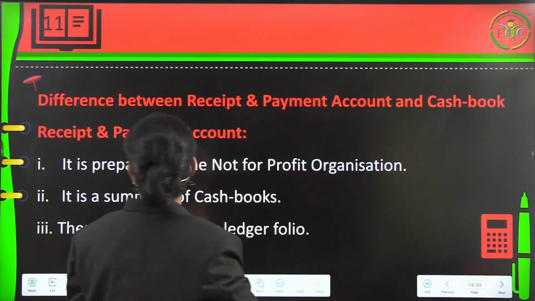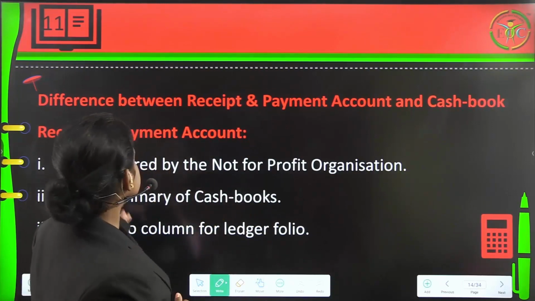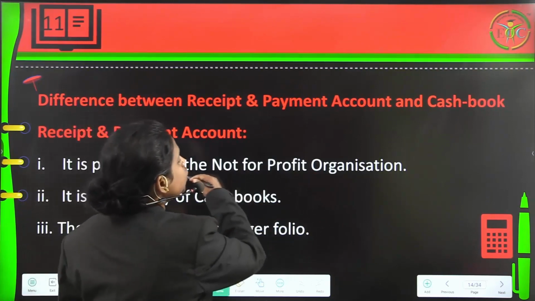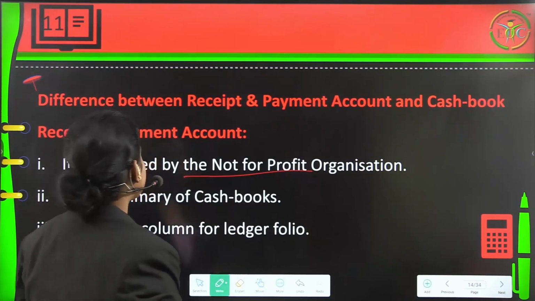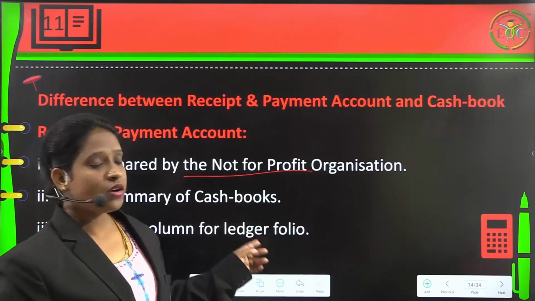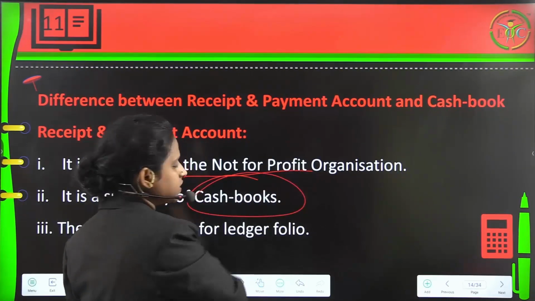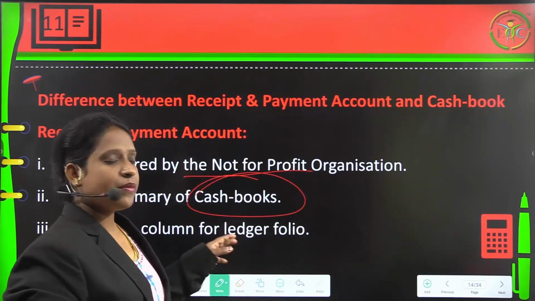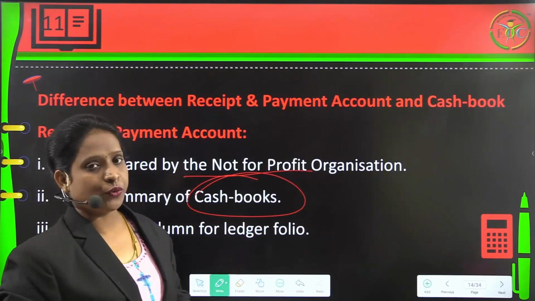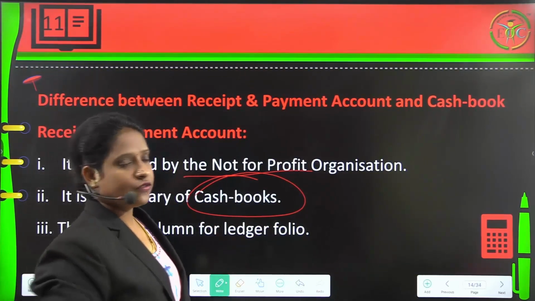Fine. Then the difference between receipt and payment account and cash book. Receipt and payment account: under this you can understand that it is prepared by the not-for-profit organization. So this is the first difference that we have to understand, that it is prepared by what? Not-for-profit organization. Then it is a summary of cash book, we can say. So this can be considered as what? Summary of cash book, and along with that there is no column for ledger folio. So under this you can also notice that there will be no column for ledger folio. Fine.